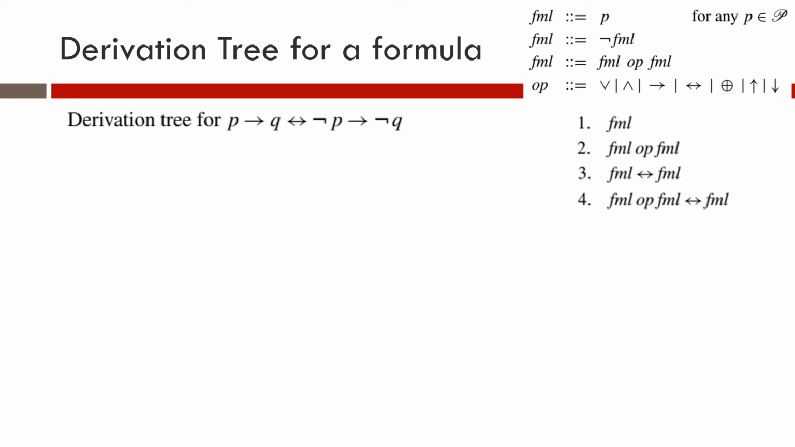Okay, now here again we have an operator. Replace this operator with the appropriate one. So that is an implication. So in the next step of the derivation, we replace op with implication. So we have formula implies formula, equivalence formula.